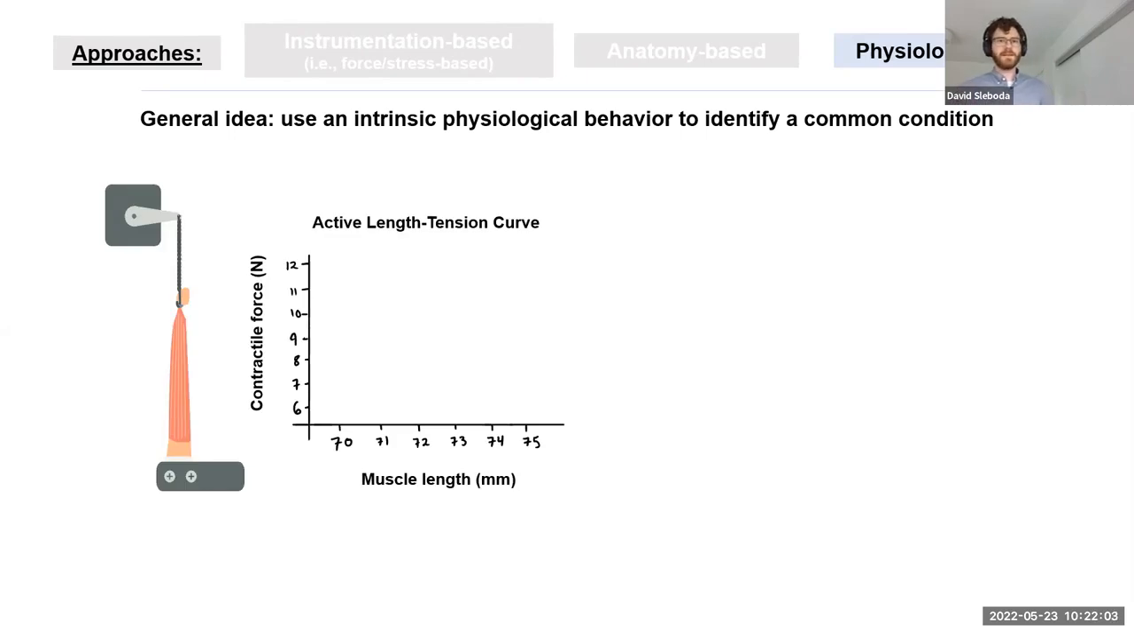Okay, and so the last approach I'm going to highlight is one that is somewhat specific to muscle, but maybe it'll get non-muscle physiologists thinking about ways to apply a similar strategy in their own areas of interest. So the general idea would be that you use some intrinsic physiological behavior of your tissue to identify a common reference length. And the example that I'm going to give is a technique that's common in the study of muscle mechanics, where we use the active contractile properties of muscle to define a reference length.